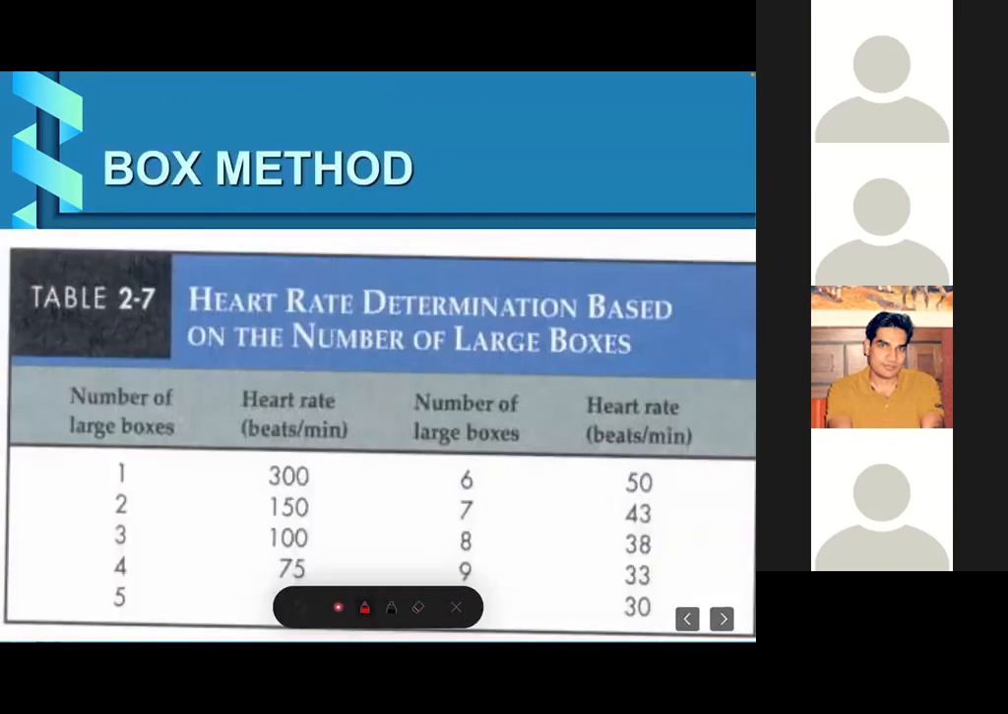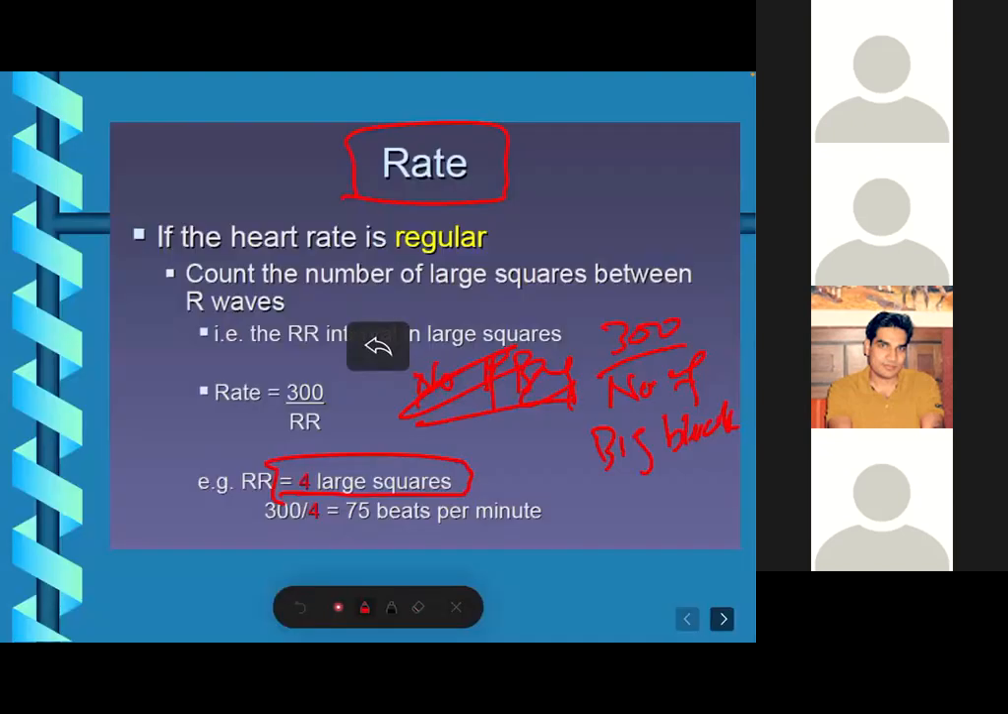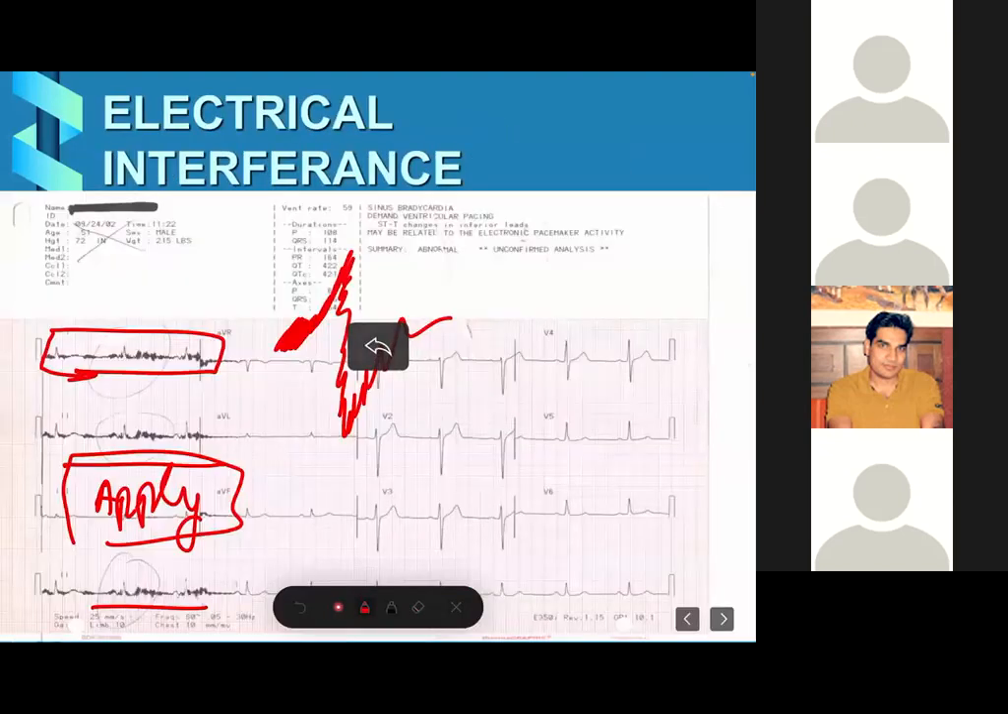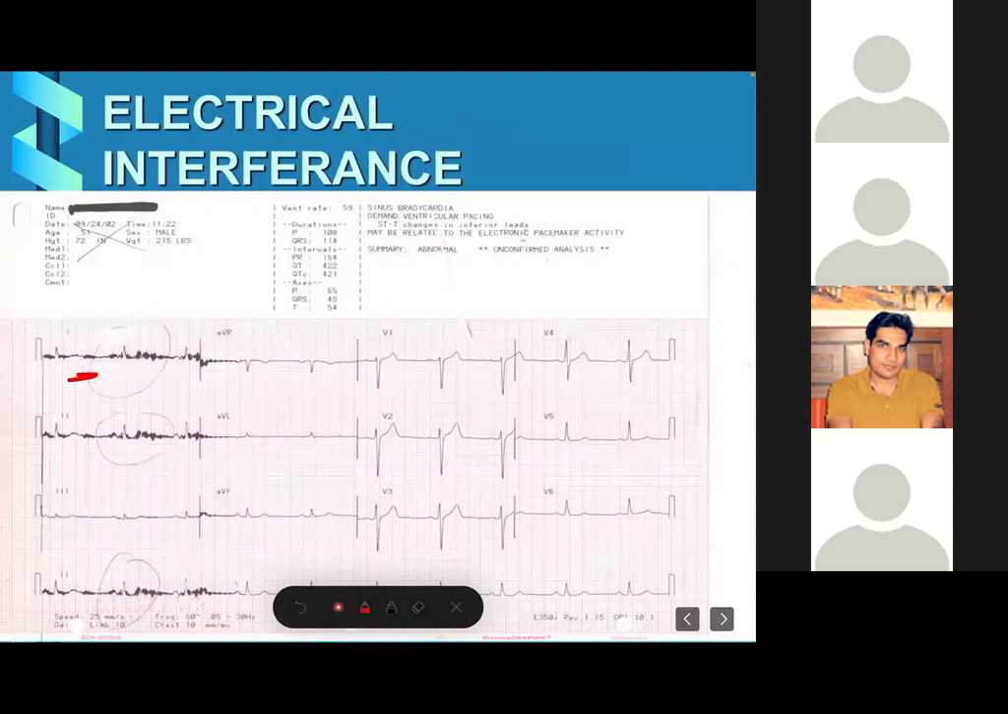Let's discuss on an ECG. Like this. How could we calculate the rate? We have to count the rate from the big blocks. One big block, 2, 3, 4, and 5. There are 5 big blocks, so 300 divided by 5 would be 60. 60 would be the rate of this rhythm, this ECG.